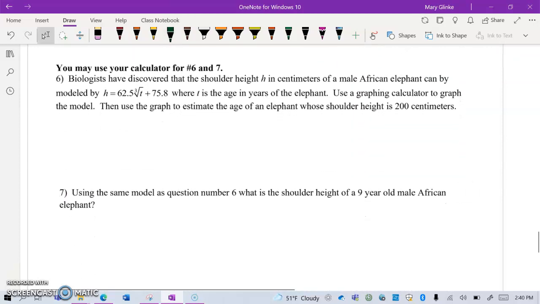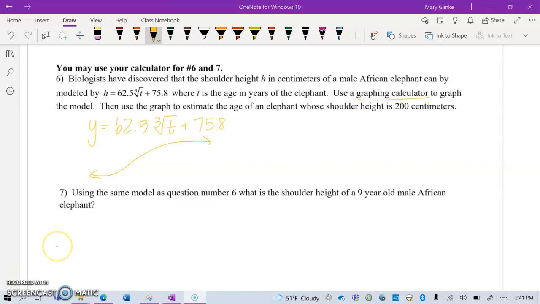And finally, I want you to take a moment here to read number 6 and kind of make sense of what's happening with it. This is our first one where we are directed to our graphing calculator. So if we were to graph this, we would get y equals 62.5 cubed root of t plus 75.8. So with that, your graph should look like this, but you're going to have to change your window so that you can see all of your different values if you'd like to look at the graph.